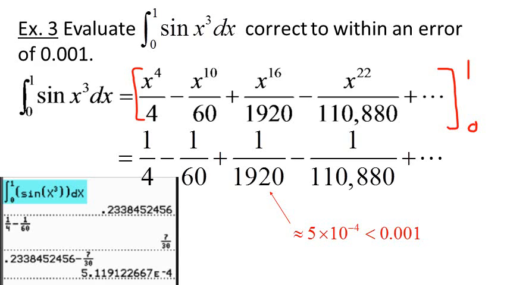Using the integral function on my calculator, I find the integral of the sine of x to the third from 0 to 1, and that's about 0.233845. The sum of the first two terms of the series is 7 over 30. And the difference between these two answers is about 5 times 10 to the negative 4, which is less than 0.001.